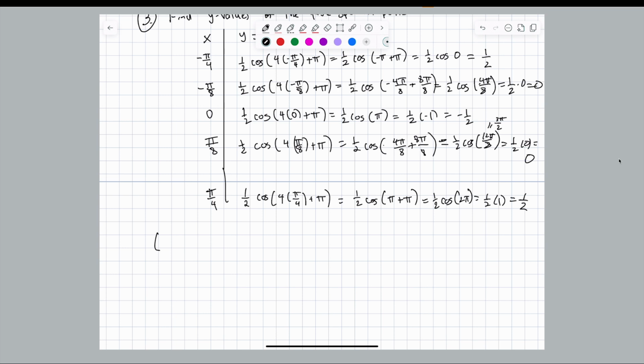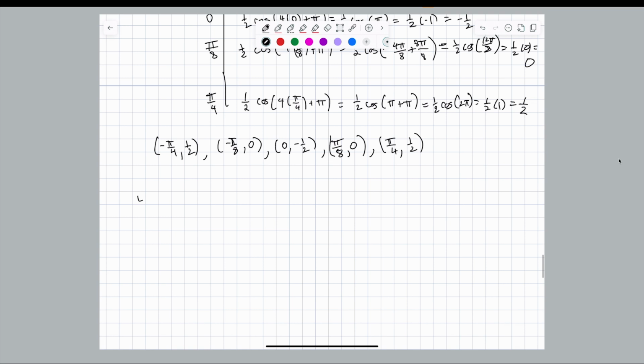Okay, so we have negative pi over 4 comma 1/2 as our first special point. The next one would be negative pi over 8 comma 0, then 0 comma -1/2, and then pi over 8 comma 0, and then finally pi over 4 comma 1/2.